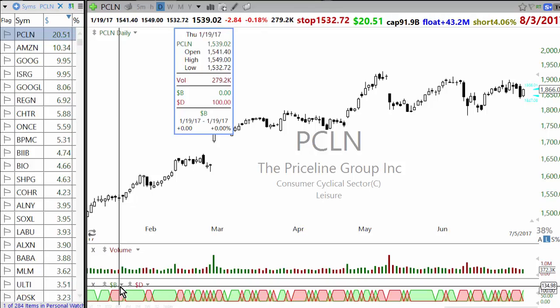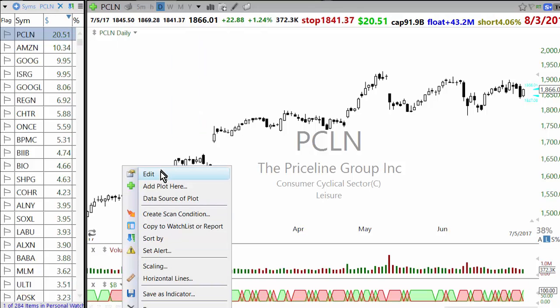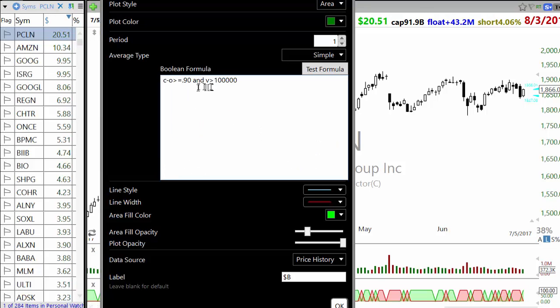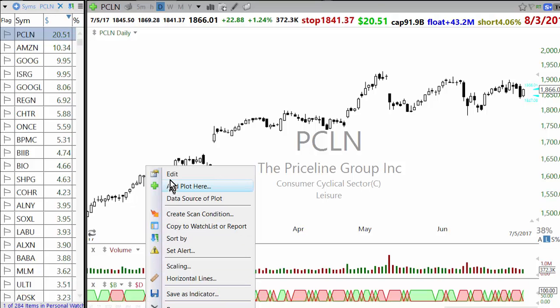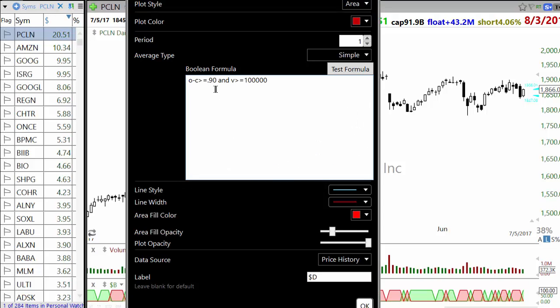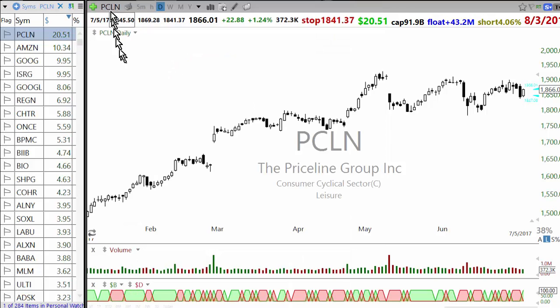So when we are looking for a dollar breakout, what we're looking for is a stock which is up at least 90 cents from its opening price. So C minus O, closing price minus opening price, is at least 90 cents and volume is greater than 100,000. Similarly, on the downside, we are looking for a stock which is down 90 cents and volume was greater than 100,000.